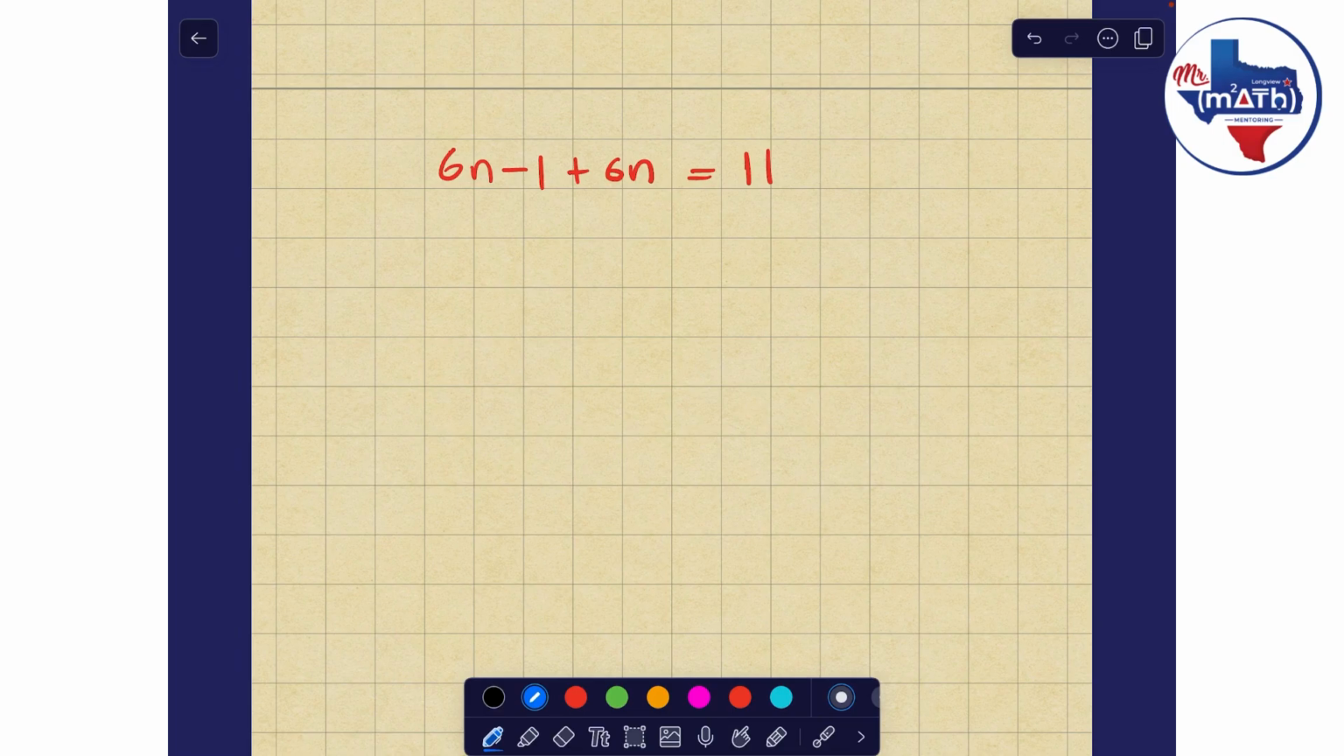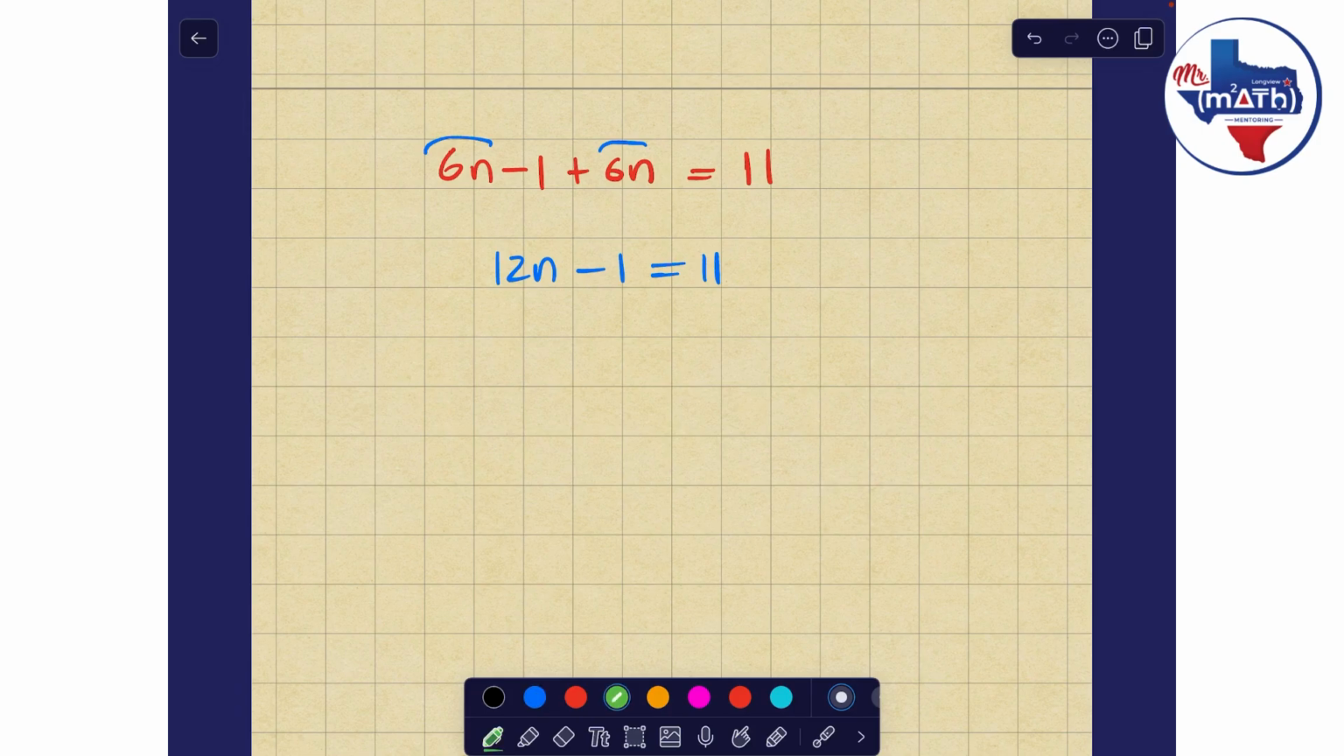Okay, so let's look at this problem. We have 6n minus 1 plus 6n equals 11. First step, we need to identify like terms. In this case, we have 6n and 6n as like terms. So 6n plus 6n will be 12n minus 1 equals 11.